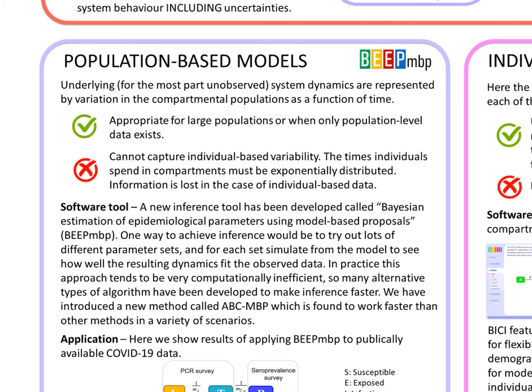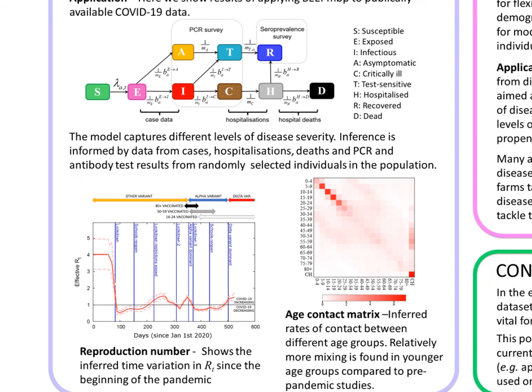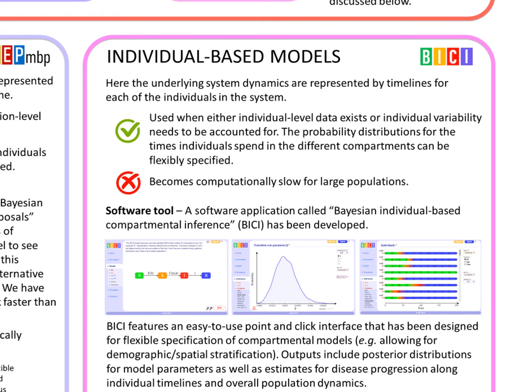variability. We've been developing a software tool called Beep MPP, which performs inference using population-based models and uses a new methodology which is found to be faster than comparable approaches. Beep MPP has been applied to publicly available COVID-19 data and has provided new insights into how the reproduction number has changed as a function of time and the relative rates of mixing between different age groups in the population.